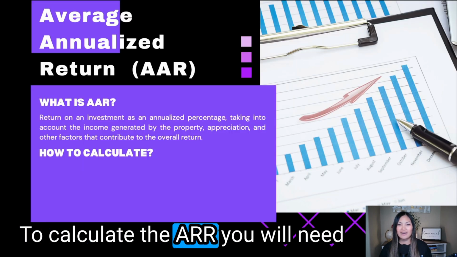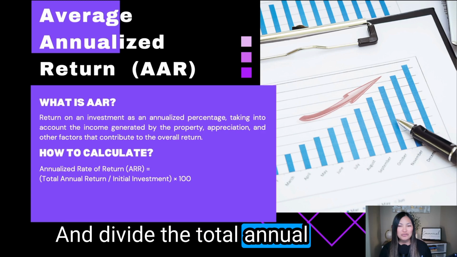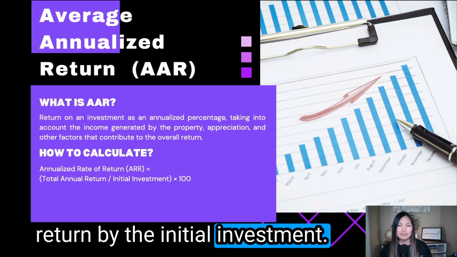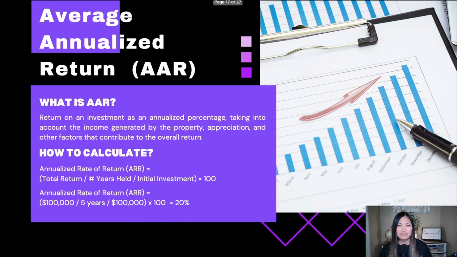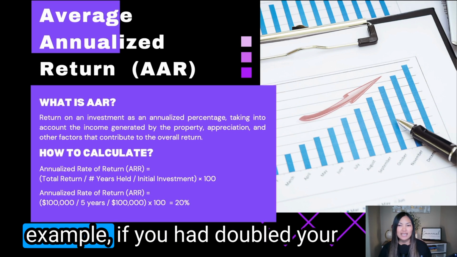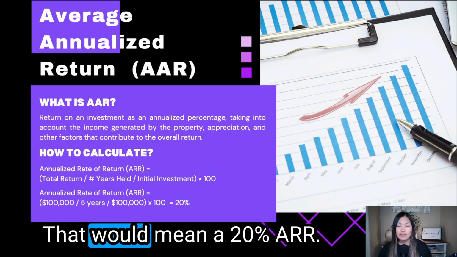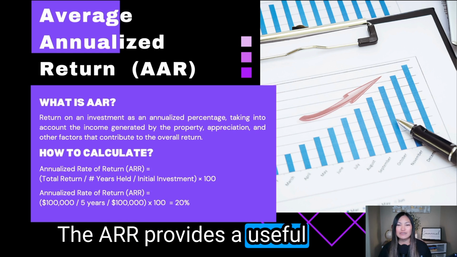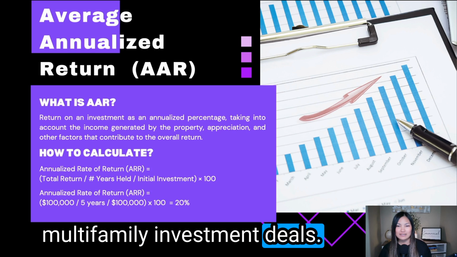To calculate the ARR, you will need to determine the initial investment and divide the total annual return by the initial investment, multiply that by 100 to get the percentage. So, building off of our last example, if you had doubled your investment over a 5-year period, that would mean a 20% ARR. The ARR provides a useful benchmark for comparing the performance of different multifamily investment deals.